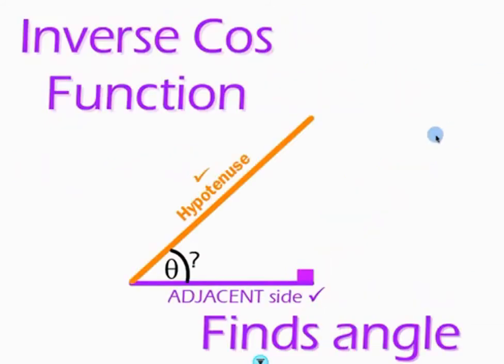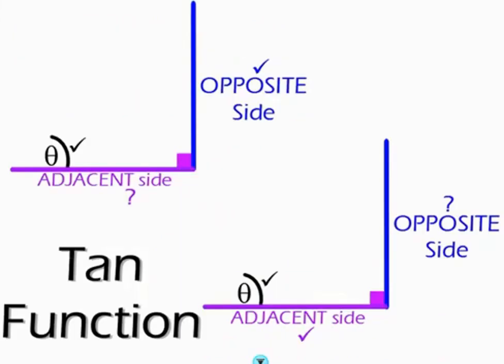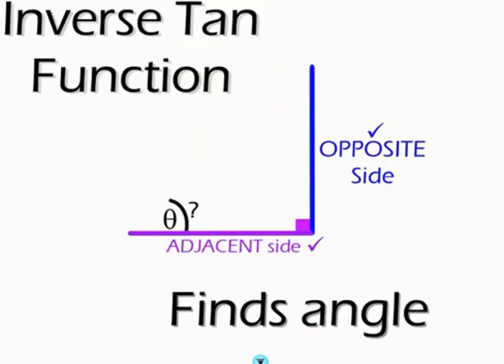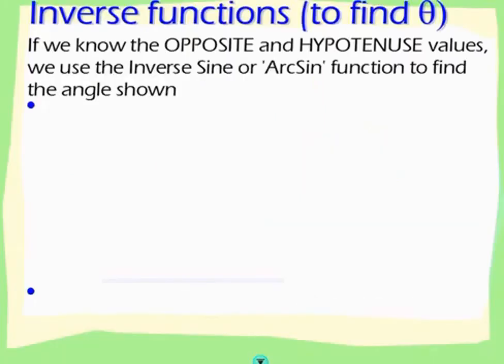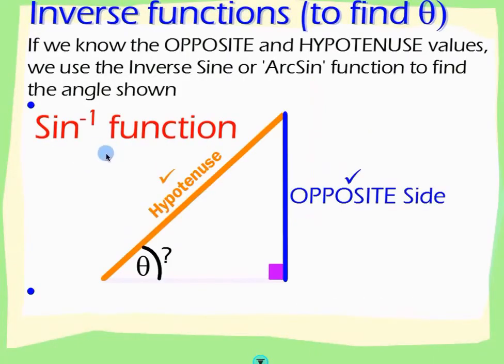And the inverse function, you have to know both lengths to find the angle. And the same is true of tan. The only difference with sine, tan and cos is that we're just talking about different lengths of the triangle, as in different side names. That's all it is. Everything else works the same. It's the same sort of format, if you like. Sine to the minus 1 is when we know the hypotenuse and the opposite.